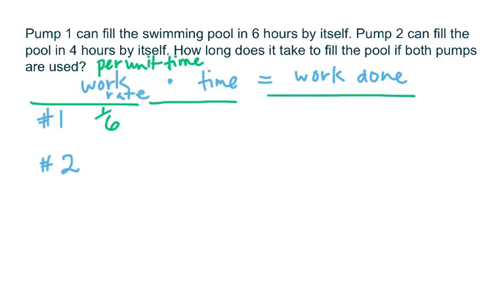Okay, and then pump 2 is doing 1/4 of the job. We don't even want to say of the pool, 1/4 of the job per hour. If we multiplied this times 4 hours, we'd get work done 1. 1 means 100%, the whole job. But let's get rid of that, because now our chart is referring to what they're doing together.